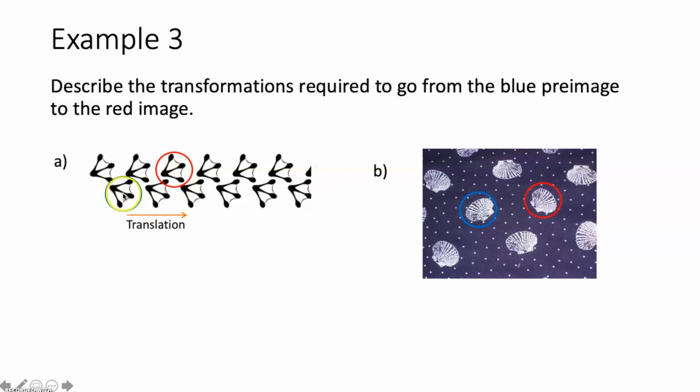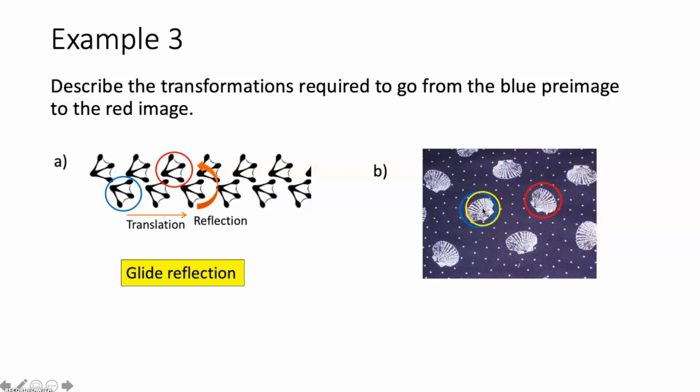And then to go from here to here, I would then need to flip it or reflect it over some given line. So it would require a reflection over a given line. So to get from our blue preimage to our red image, this would require a glide reflection, or a reflection and a translation, or a translation and a reflection.